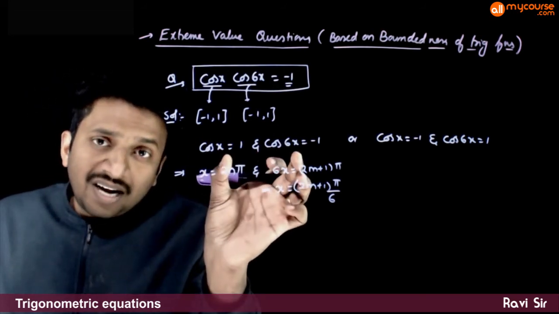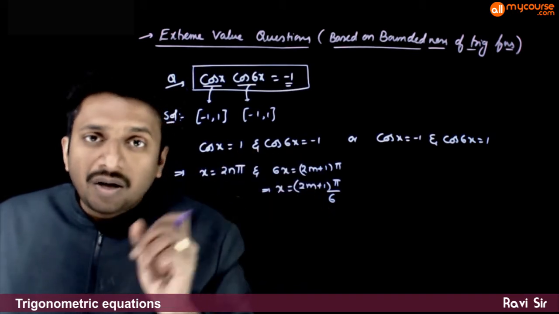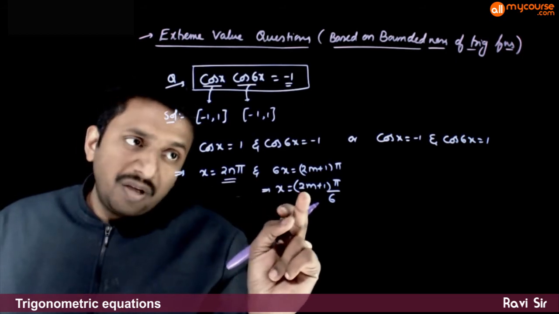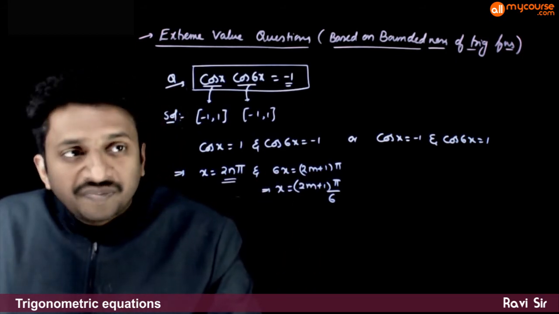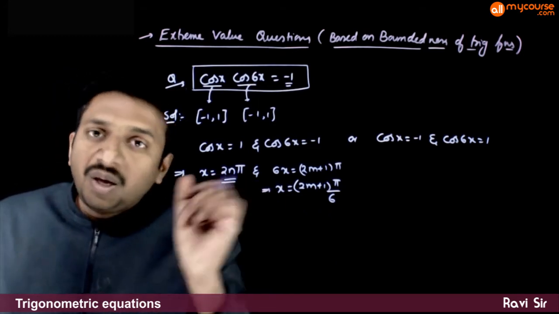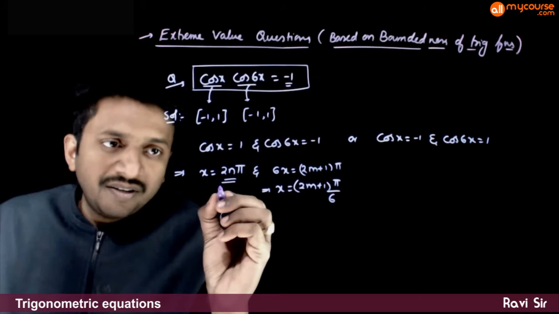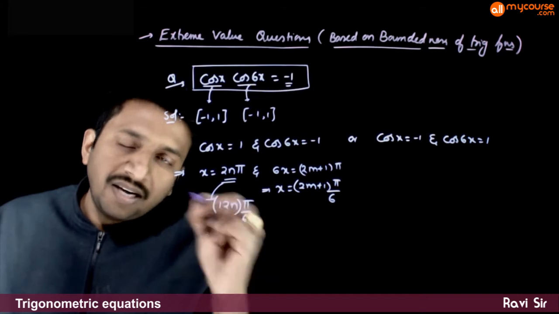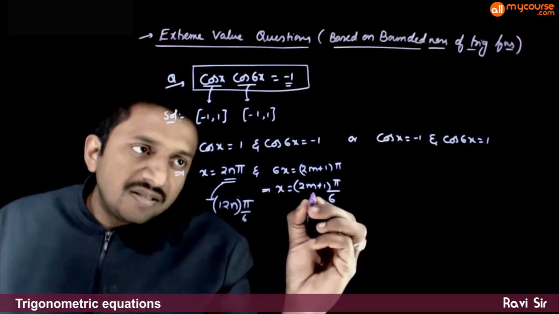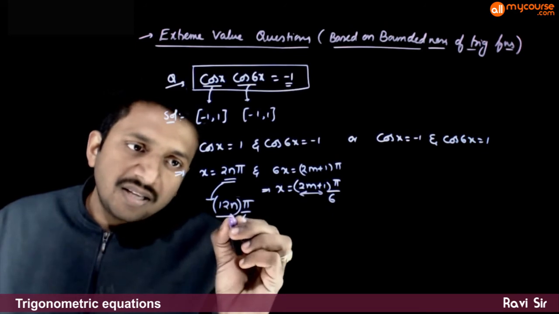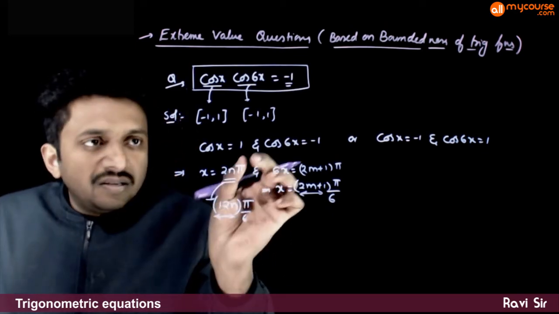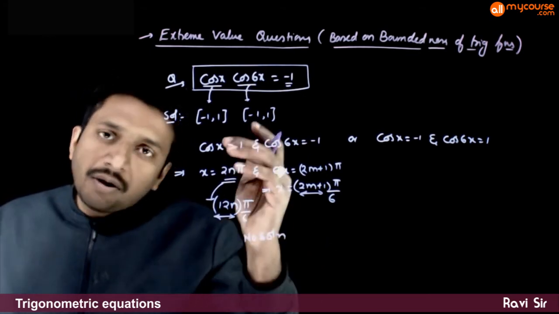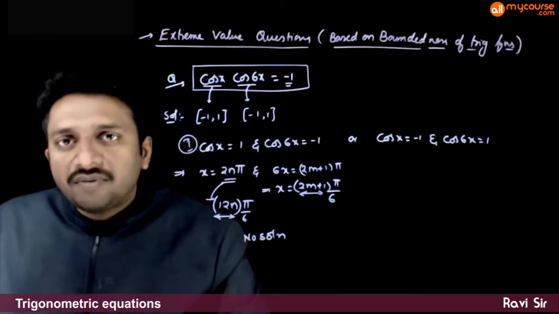So for this condition to be valid, cos x is equal to 1 and cos 6x is equal to minus 1, x has to be an even multiple of pi and also an odd multiple of pi by 6. So can an even multiple of pi be equal to an odd multiple of pi by 6? No, because 2n pi can be written as 12n times pi by 6, right? It's nothing but 12n times pi by 6. This is an odd multiple of pi by 6. This is an even multiple of pi by 6. Both cannot happen simultaneously. It means there is no solution according to case 1. So this case does not have a solution.